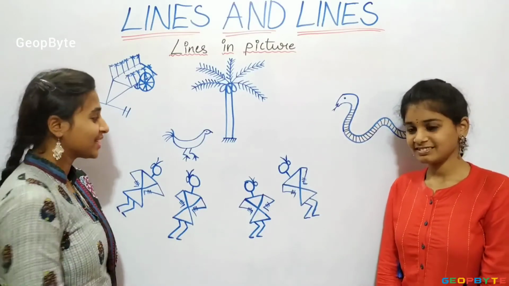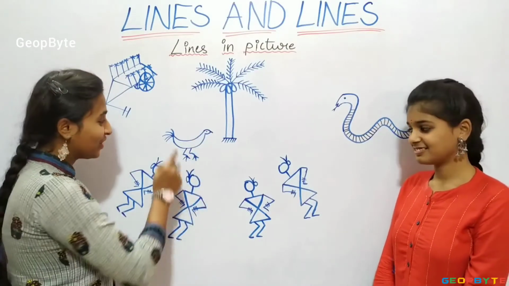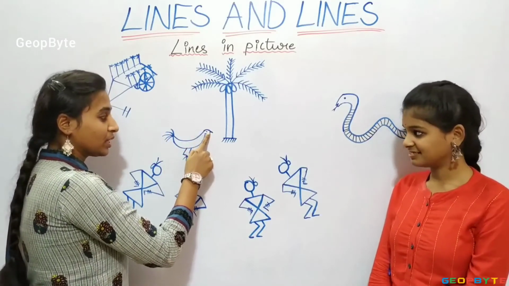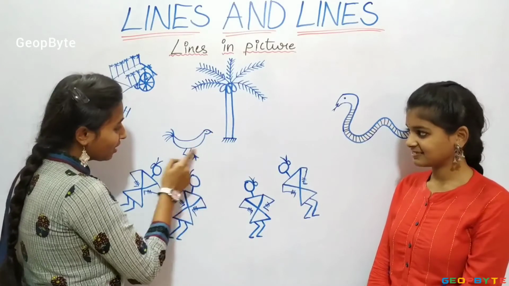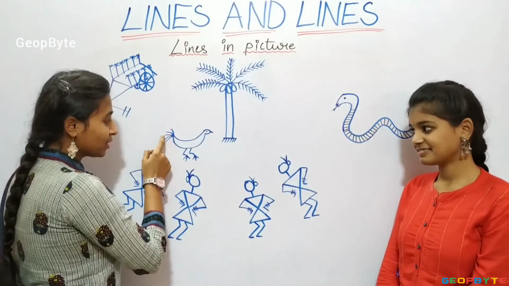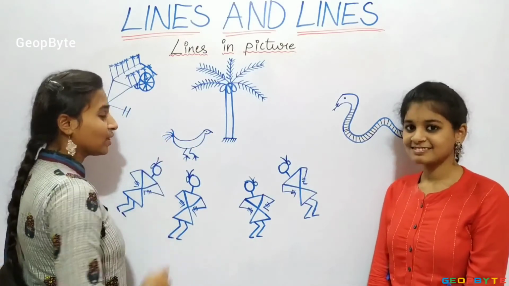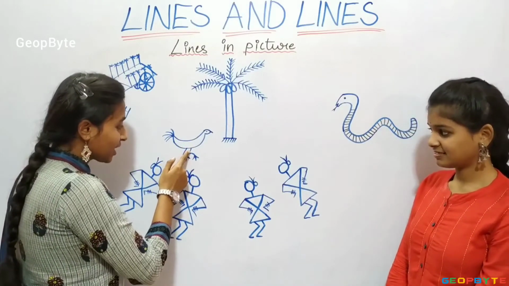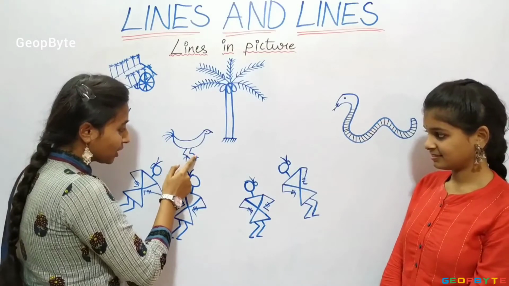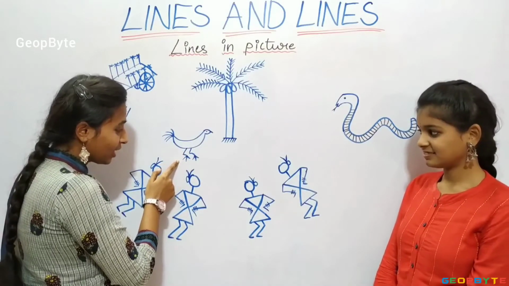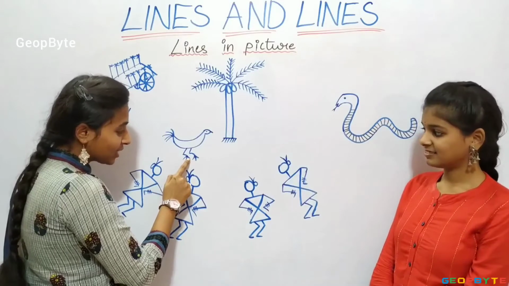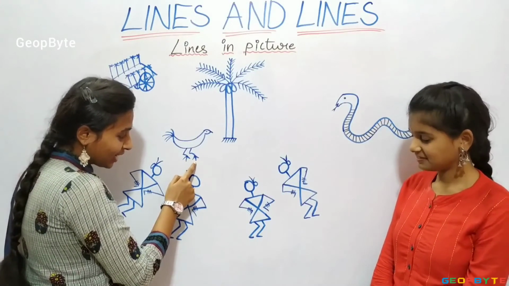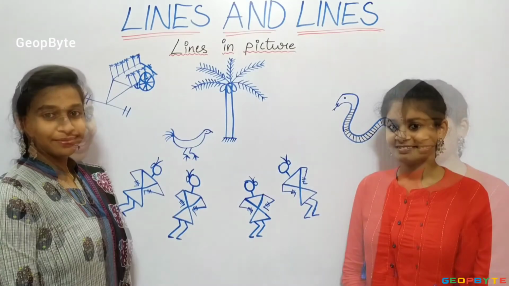Now let us see this hen. We have 2 curves, more 2 curves, a slanting line, 1, 2, 3, 4, 5. 5 curves, a slanting line, 2 curves, a slanting line, standing line, slanting line, standing line and a slanting line.